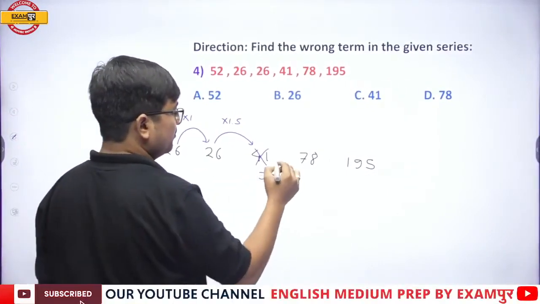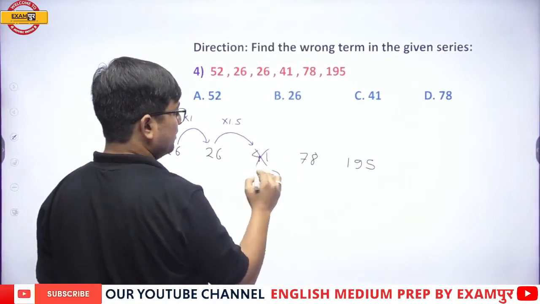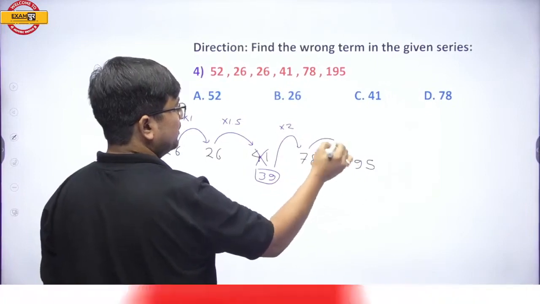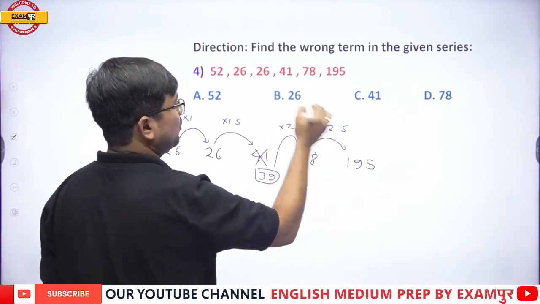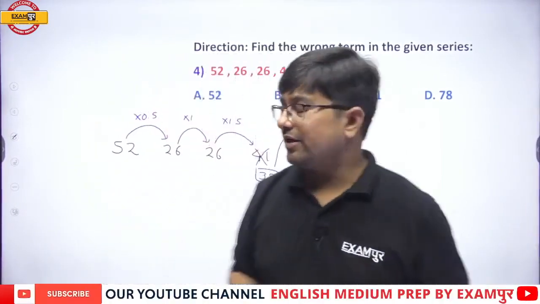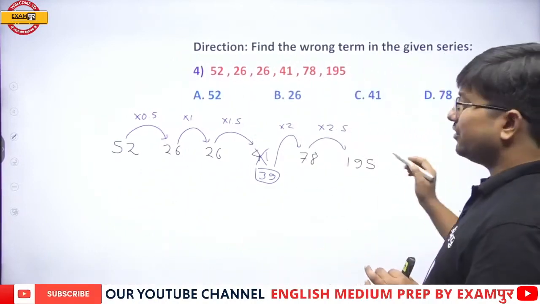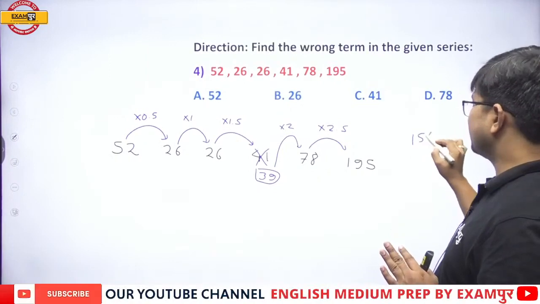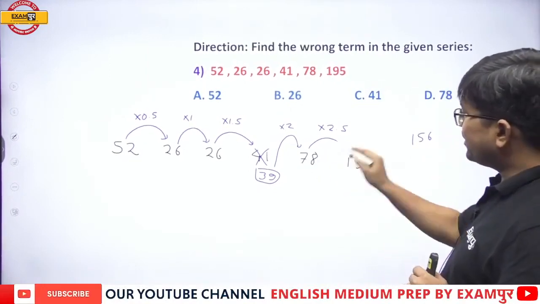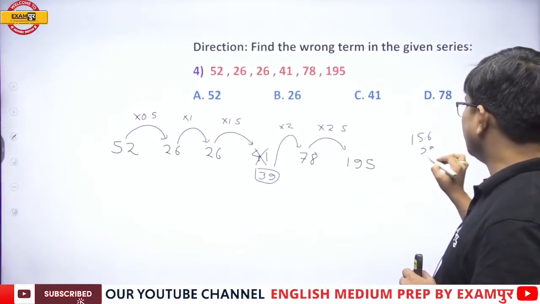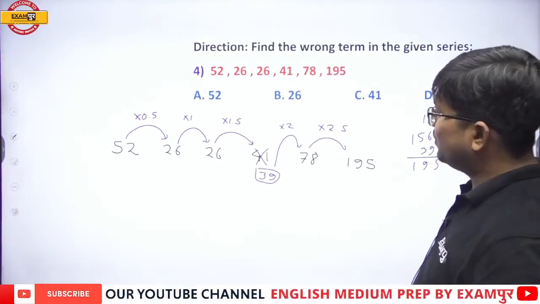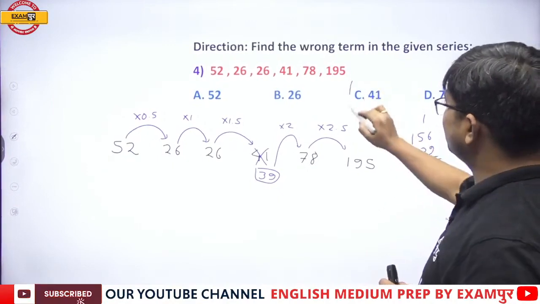And now 39 into 2. Now this is 39, the right term, and 39 into 2 is 78. 78 into 2.5. How to find 2.5? 78 into 2 is 156. Now 78 into 0.5 is 39. So the moment you add them, what you're going to get? 195. And therefore the wrong term is 41.